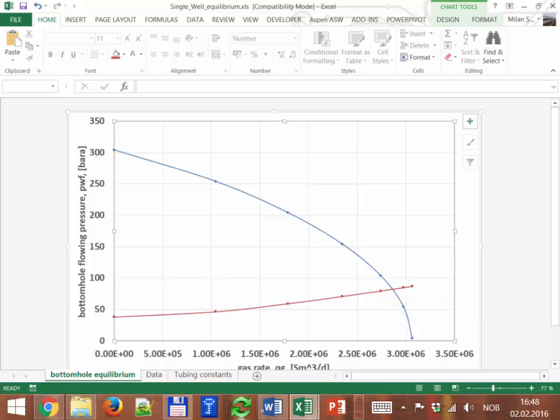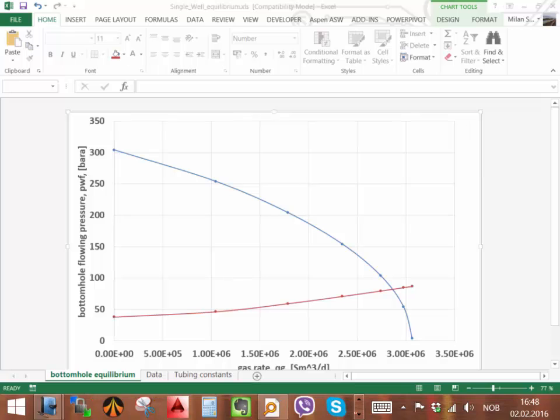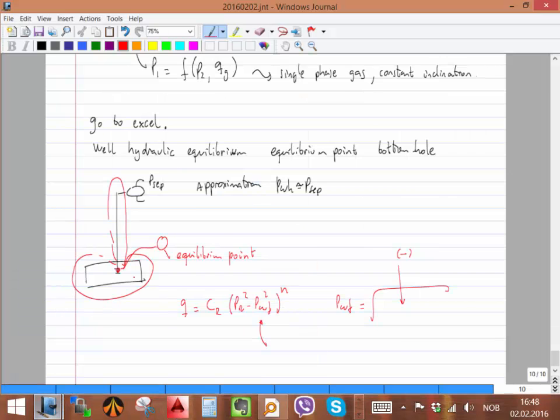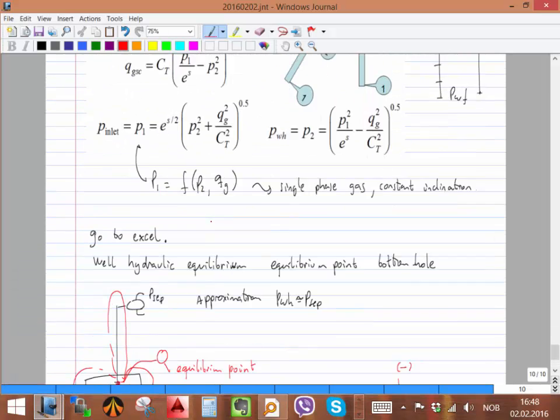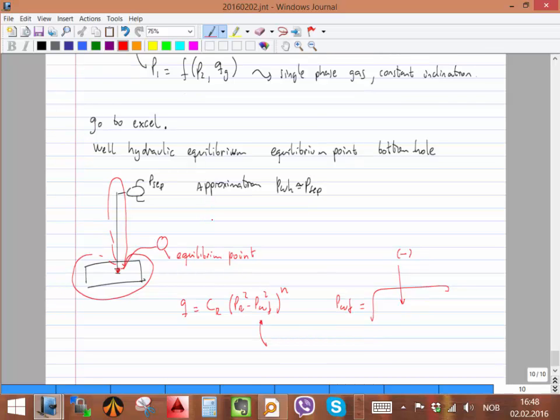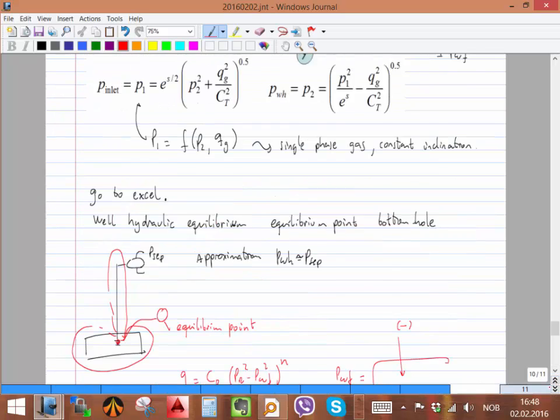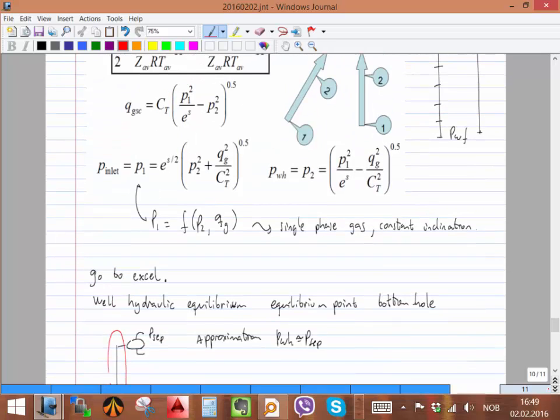If those of you who are good in mathematics, you're not good in mathematics? No? You should be, you are here, you are doing engineering. So you should be good in mathematics. You can take this equation.